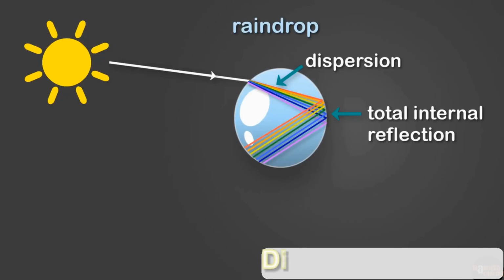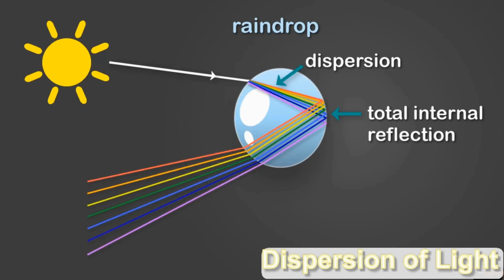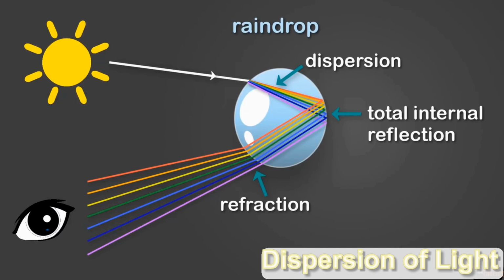The angle of incidence of light is greater than the critical angle of water. So instead of refracting, all the colors get reflected back. And now the 7 colors again try to leave the raindrop. This time the angle of incidence is lesser than the critical angle. So there is refraction of light. And that's how we see the 7 beautiful colors of the rainbow.